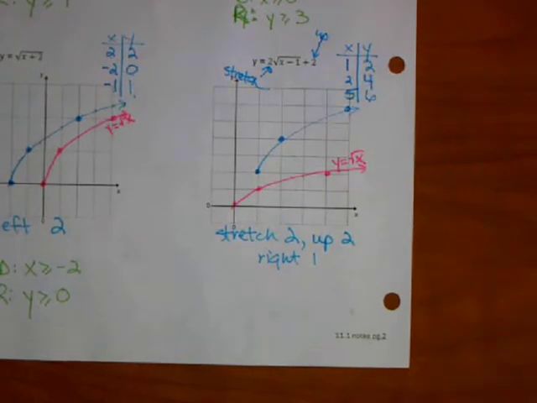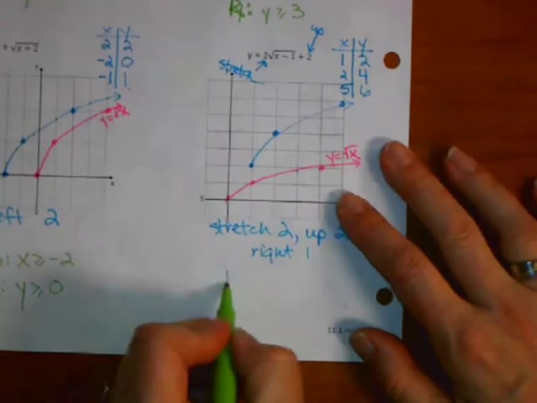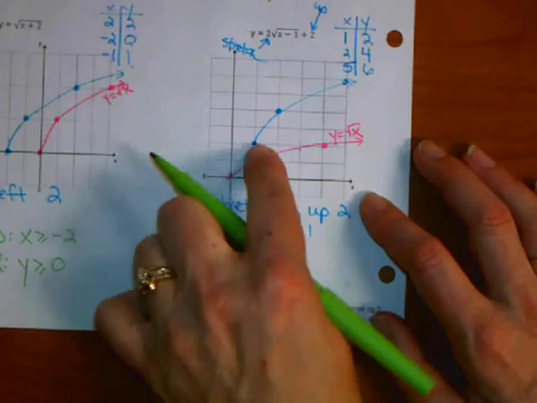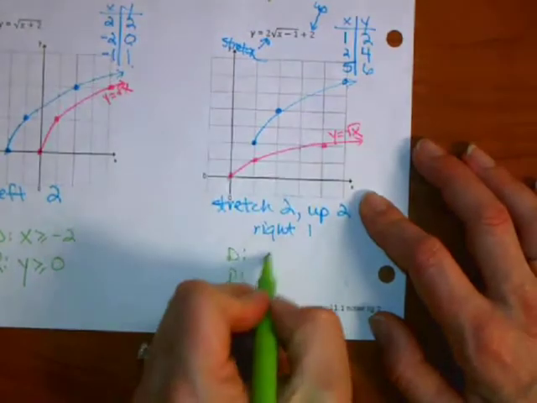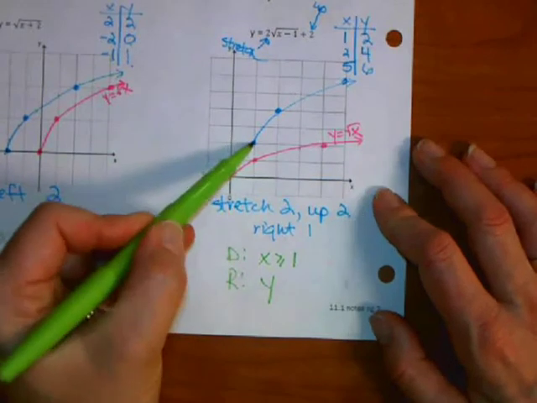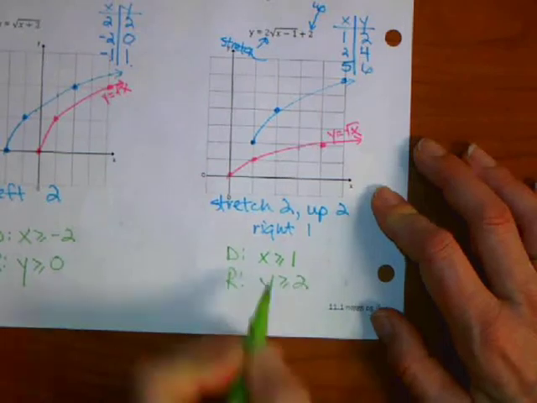That was like the grand finale, the doozy, but we still have to do domain and range. X is greater than or equal to 1. So all my x values start at 1, and they're anything bigger than 1. My y values start where? At 2. My y values start at 2. Okay?